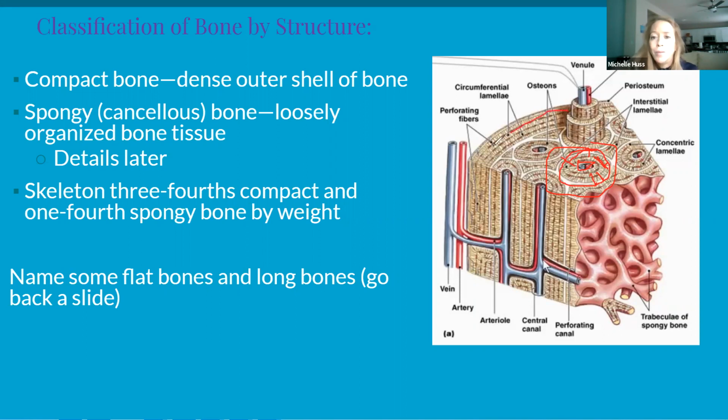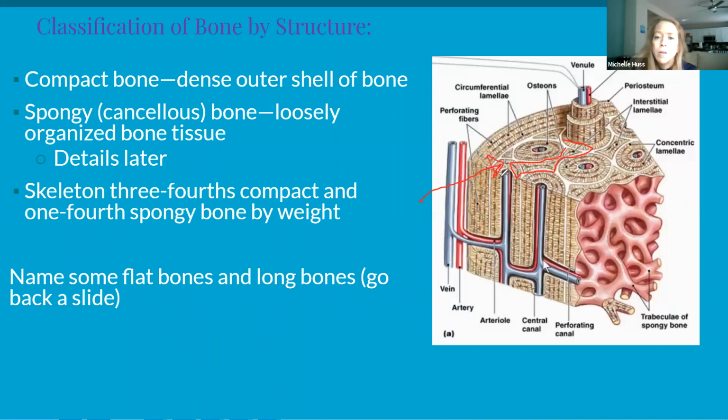Circumferential lamellae is around the outside of the whole bone. So it just means that it's the matrix around the outside of the whole bone. And then interstitial lamellae are found in between osteons. These are like old osteons. They're not really functional anymore. It's still matrix, but you don't have a central canal. It's sort of old osteons.